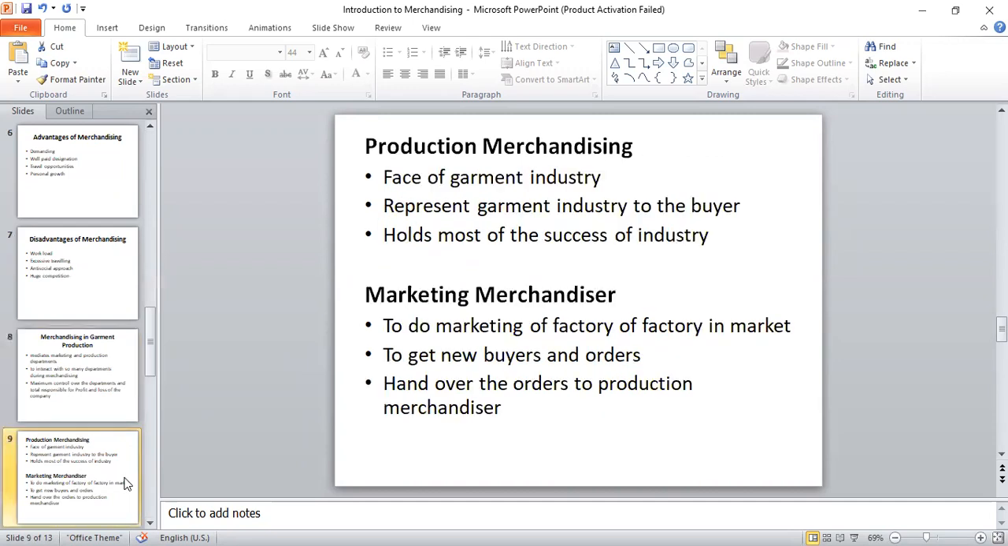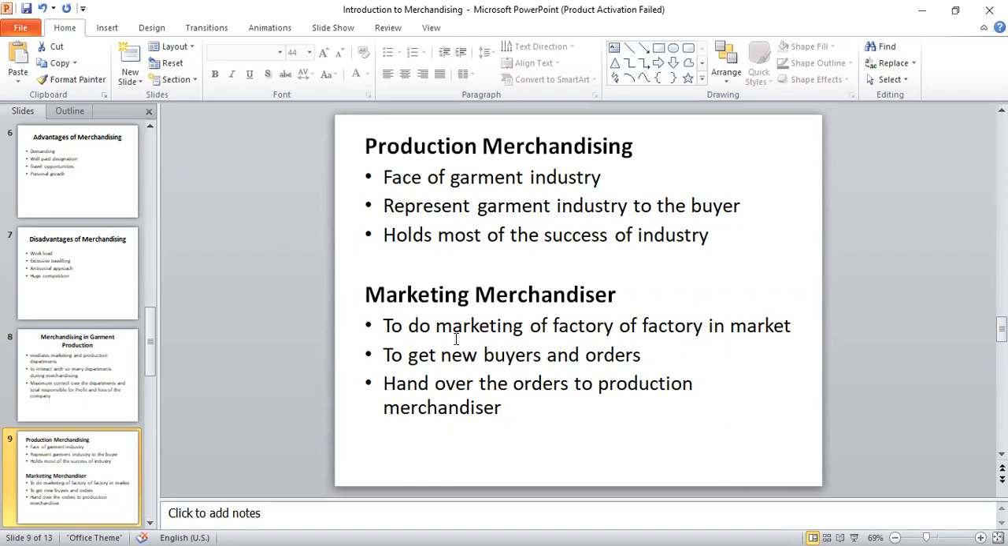The next point is production merchandising. Production merchandisers are the face of the garment industry. They normally represent the garment industry to the buyer. The role of the production merchandiser is very crucial, as the success of any export order depends on the communication and coordination skills of the production merchandiser. So the points are: face of the garment industry, represents the garment industry to the buyer, holds most of the success of the industry.